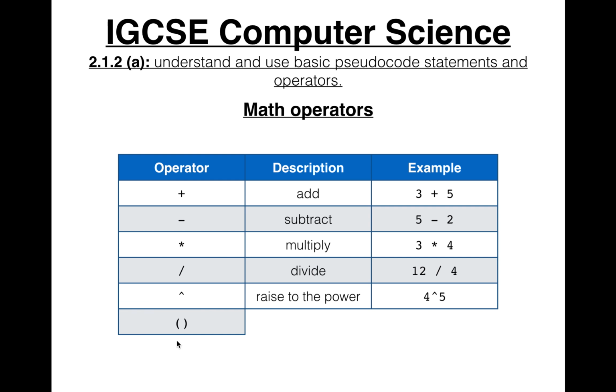Then there are the brackets or parentheses, which is to group. For example, 3 times (6 minus 2). Without the brackets or parentheses, it would be 3 times 6, which is 18, minus 2, which would give 16. But with the brackets, it's 3 times (6 minus 2), so this is done first. So it would be 3 times 4, which gives 12, just like this.